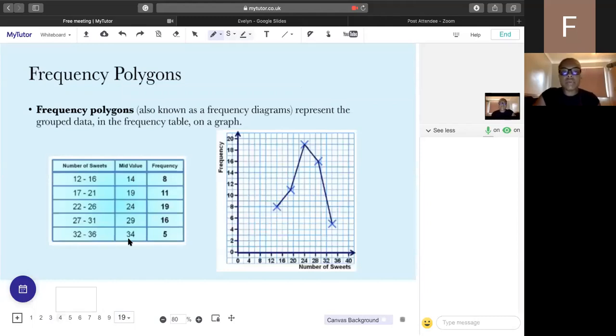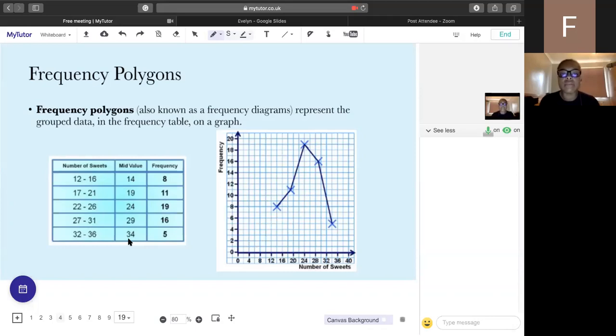So a frequency polygon represents the grouped data in a frequency table on a graph. Frequency polygons are also called frequency diagrams, so they're exactly the same thing. Now, an example of one is shown below. So we have our frequency table. We have number of sweets and how many people picked those sweets. And it's represented on the graph next to it.